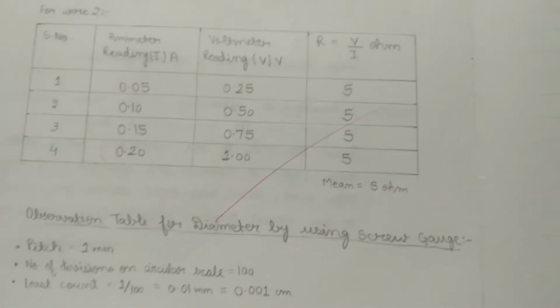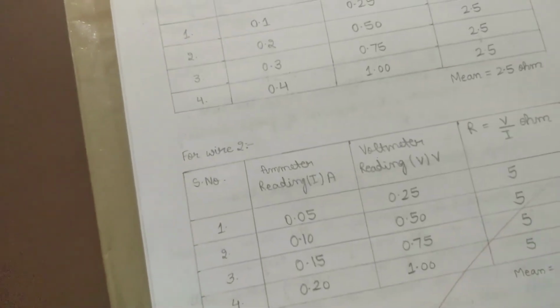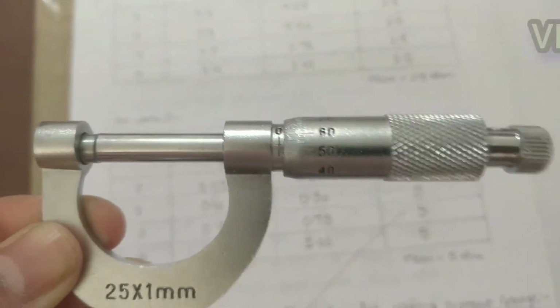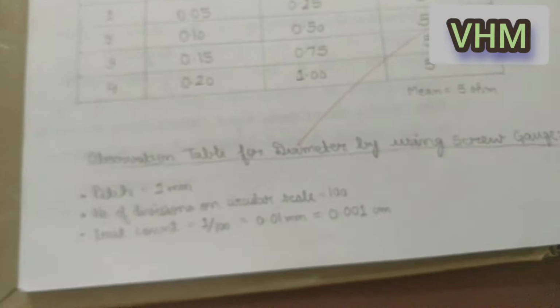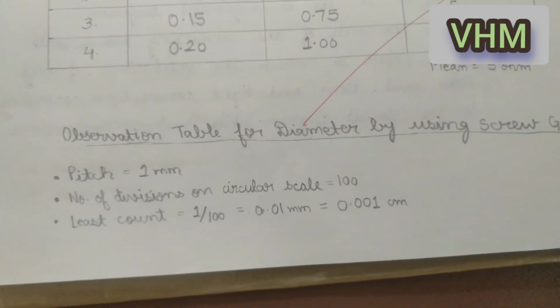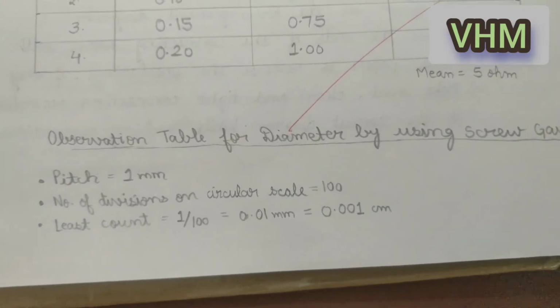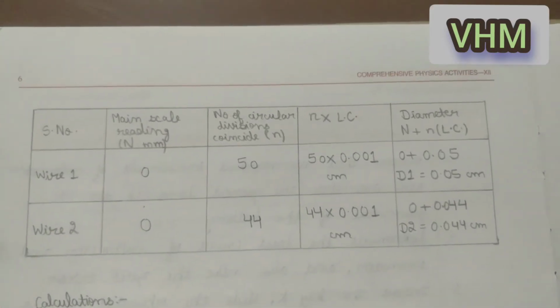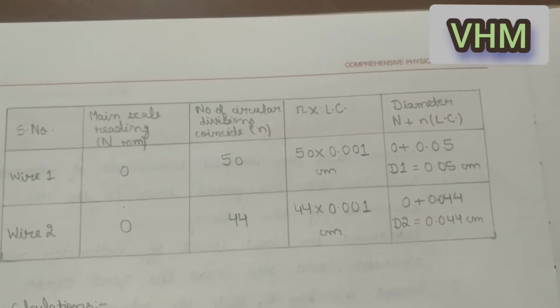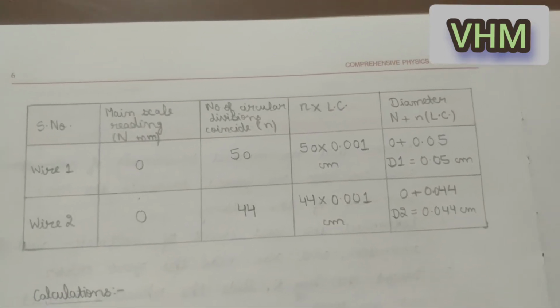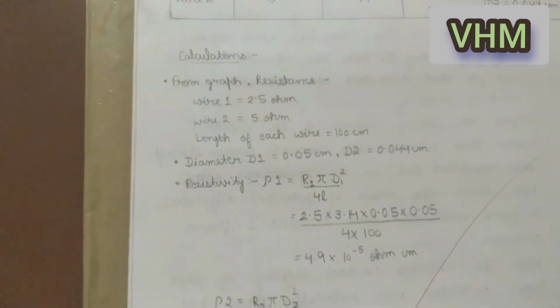Then we have to calculate the diameter of the wire by using this screw gauge that we have performed in the 11th class. For this screw gauge we have the pitch, number of divisions, and the least count, that is pitch divided by the circular divisions. Then we find the table of diameter for wire 1 and wire 2 by using this screw gauge. Now after completing the observation table, we have the calculations.